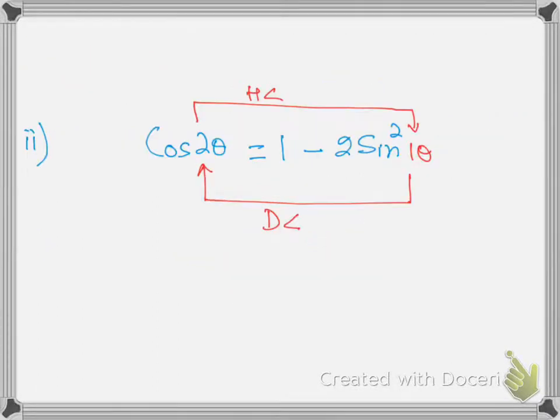Well, this is the second formula of cos 2 theta. This is in the form of sine theta, and again you will observe the ratio of the angles. In the reverse direction, the angle will be double. In the forward direction, the angle will be half. The half of 2 is 1. So in this direction, the angle will be half, and in this direction, the angle will be double.